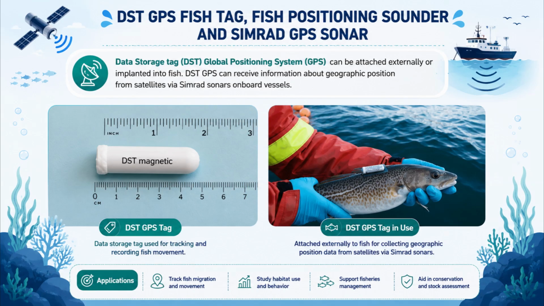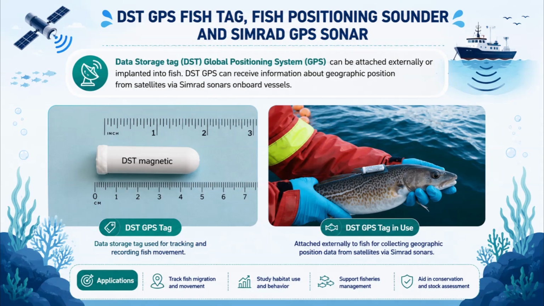DST stands for Data Storage Tag. These GPS-based tags can either be attached externally to the fish or implanted inside the body. The main function of DST GPS tags is to collect and store information about the fish's geographic position and movement patterns. These tags communicate with satellites and onboard SIMRAD sonar systems installed on research vessels. Using this technology, scientists can accurately track fish migration routes, swimming behavior, habitat usage, and environmental conditions.